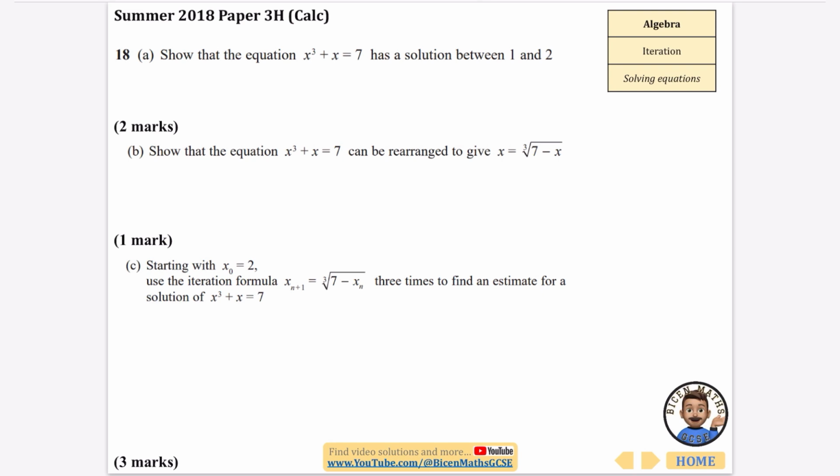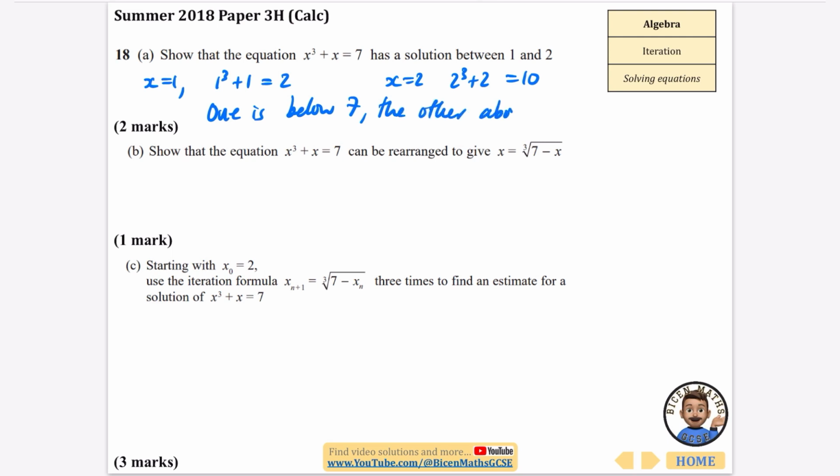Okay, this one, it says show that the equation has a solution between 1 and 2. So if x is equal to 1, we get 1 cubed plus 1, which is equal to 2, which is less than 7. And if x is equal to 2, we get 2 cubed plus 2, which is 8 plus 2, which is 10. And so here we can say 1 is below 7, the other above. So the solution is between 1 and 2.